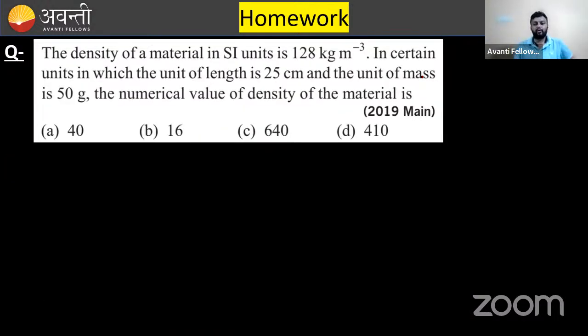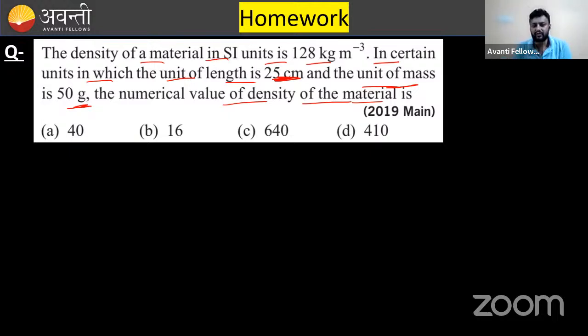Another question. This is also from 2019. They are saying the density of a material in SI unit is 128 kg per meter cube. In certain units in which the unit of length is 25 centimeter and the unit of mass is 50 gram, what is the numerical value of density? Can you see which formula you are going to use? What pattern you should follow in this question?